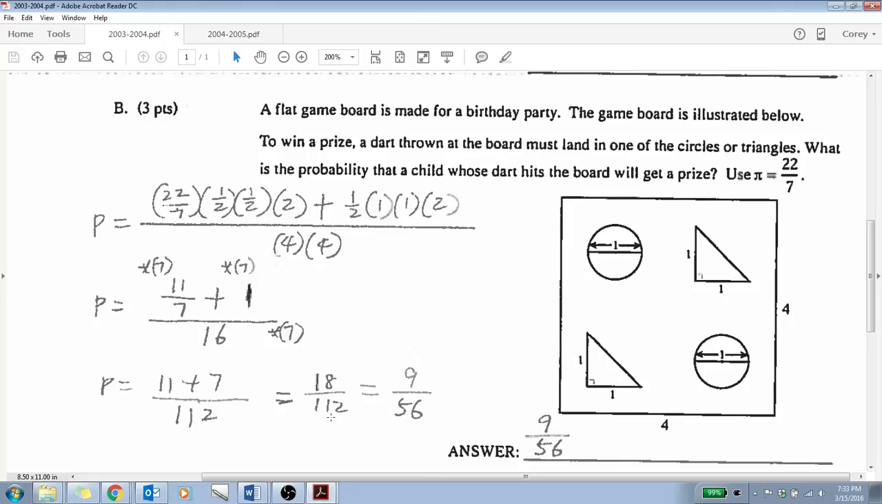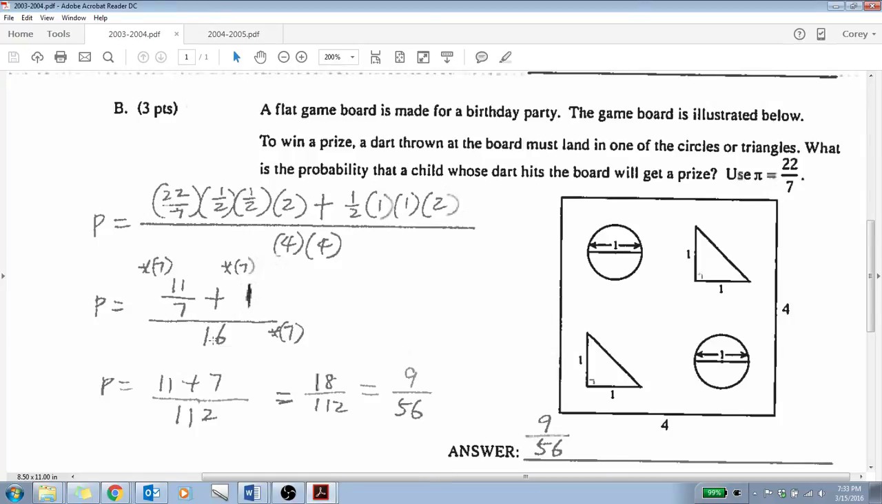So for this one, once again with probability, you want to have the favorable over top of the total possible. So favorable outcomes over the possible. In this case, the total possible outcome, if it hits the board, would be the entire area of this square right here. The area of the square is found by base times height, or side times side. So the area of the square is going to be 16. So 16 is going to go on the bottom right here. Okay, so 16 is your total possible outcomes.